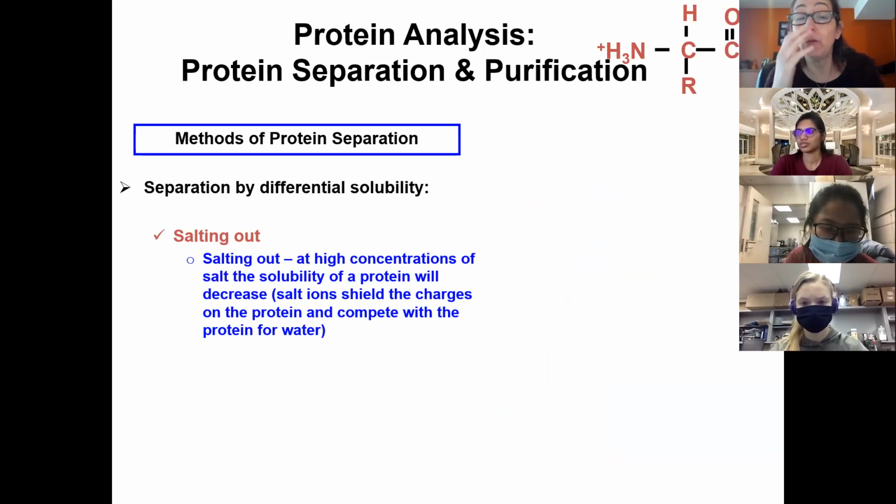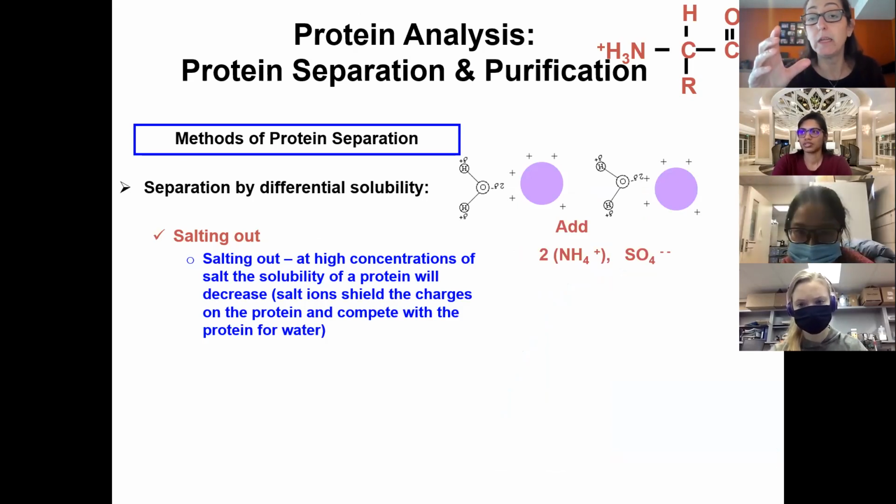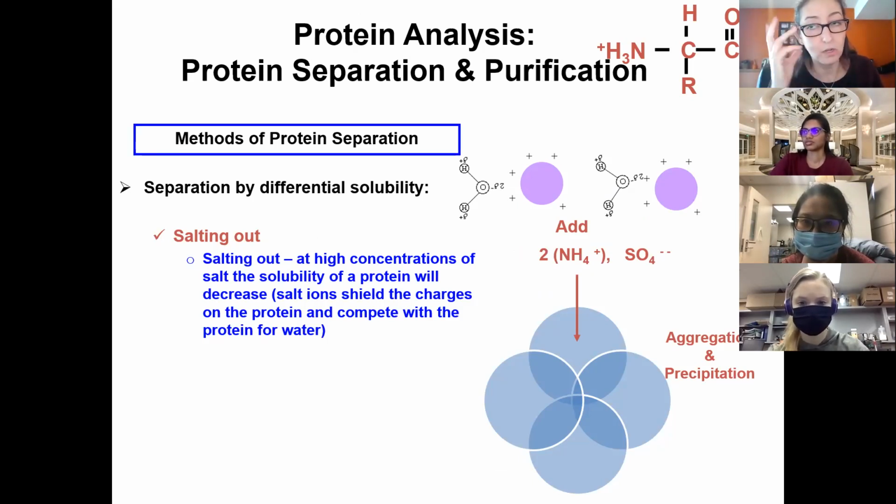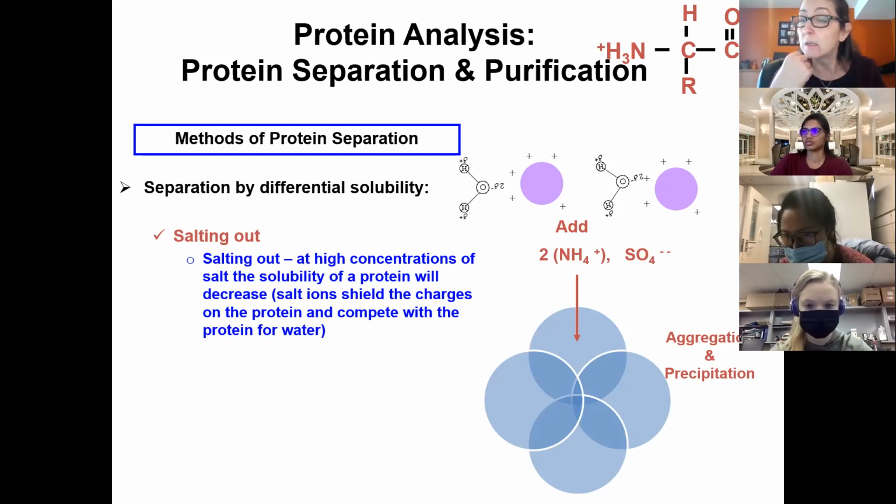If we want to separate based on differential solubility, I'm going to go a little into detail about salting out and how that happens. Mostly ammonium sulfate is used, a salt that interacts strongly with the surface of the protein and shields its charges. So instead of the protein interacting with water, it has attractive forces between the protein molecules because they're no longer interacting with water, and the charge is shielded. You don't have repulsion, so the protein aggregates and precipitates.